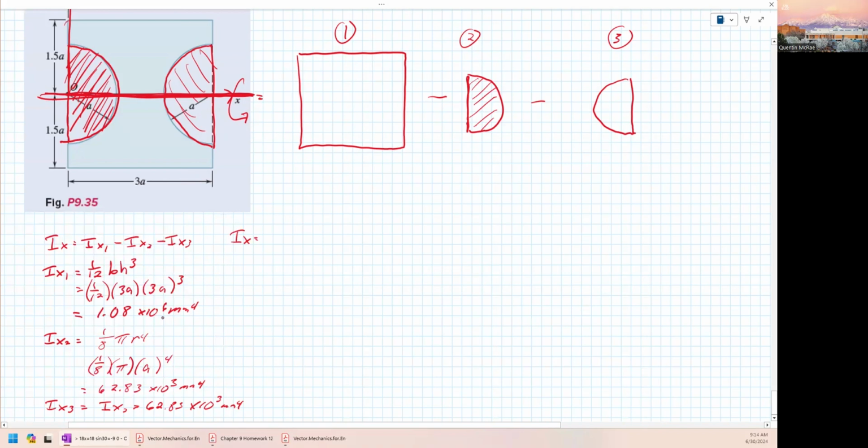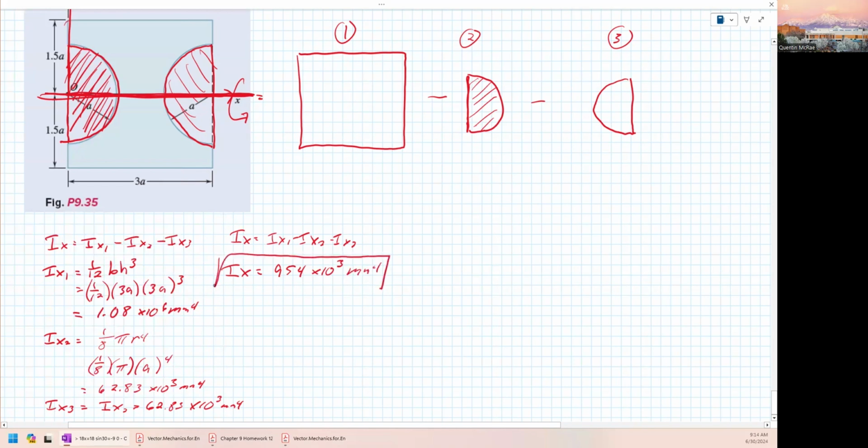So I have to plug it in my calculator and then subtract them off. So we're looking at IX1 minus IX2 minus IX3. So that is equal to 954 times 10 to the 3 millimeters to the fourth.